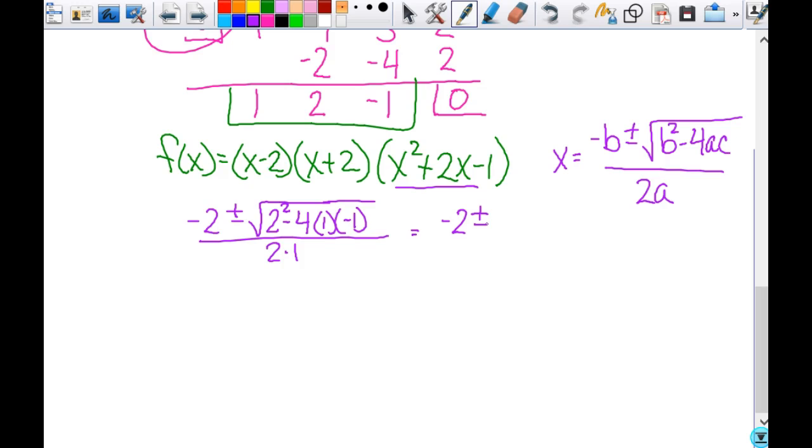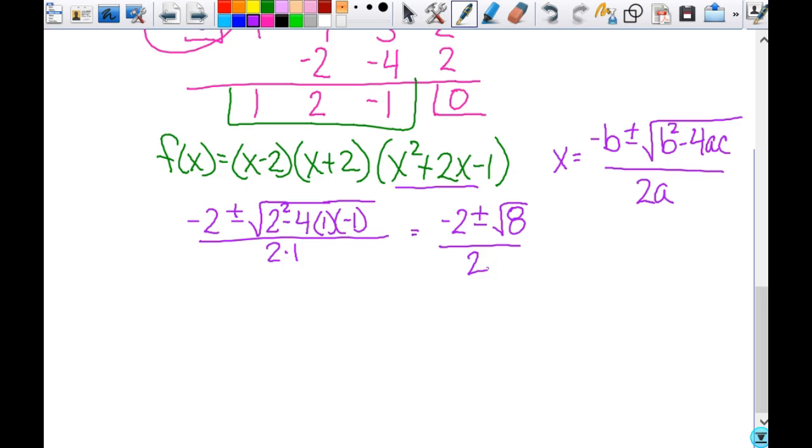All right, so 2 squared is what? Wait, I did something wrong. What did I do wrong? Oh, I didn't do anything wrong. Sorry. I was thinking I was supposed to get another number. 2 squared is 4, and then negative 4 times negative 1 is what? Positive 4, right? So what's 4 plus 4? 8. So I get the square root of 8 all over 2.